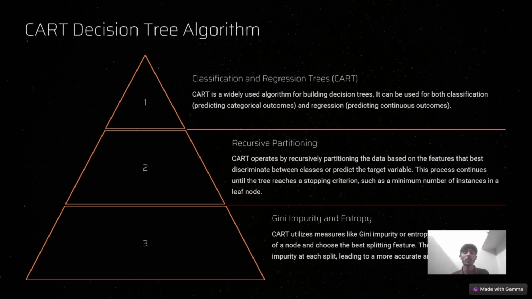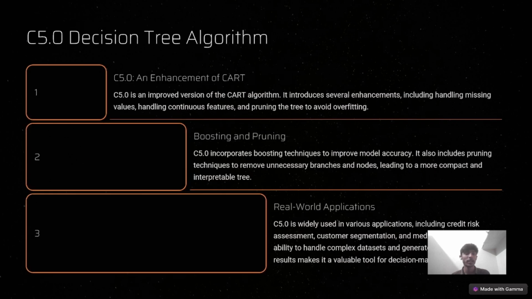Gini impurity and entropy. CART utilizes measures like Gini impurity or entropy to assess the impurity of a node and choose the best splitting feature. The goal is to minimize impurity at each split, leading to a more accurate and informative tree.